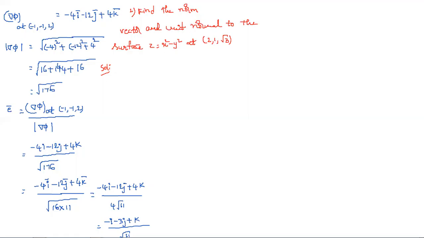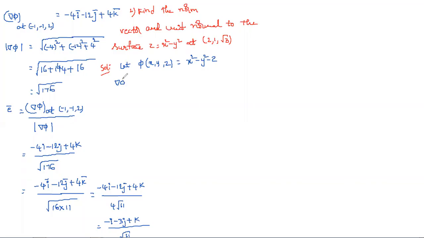First we have to give a name for the given surface. Let phi of xyz equal to, taking all the terms to one side, x square minus y square minus z. So this is the given surface. And now first you find del phi.